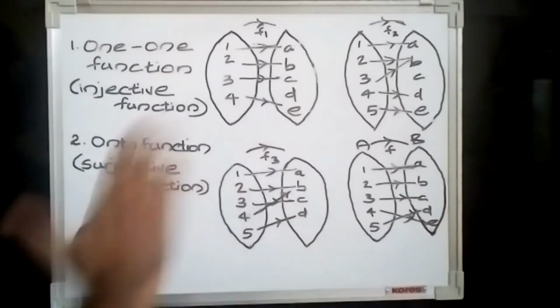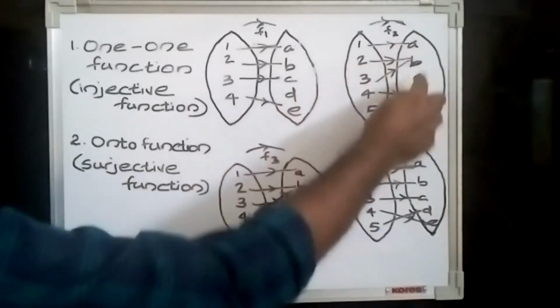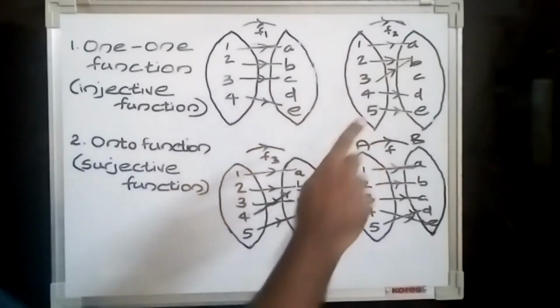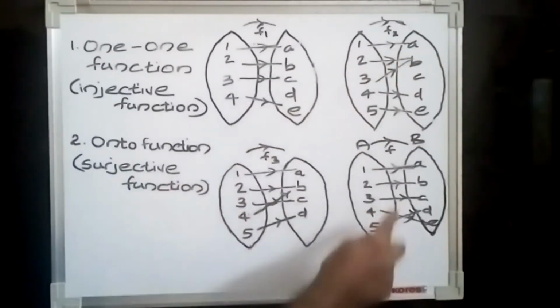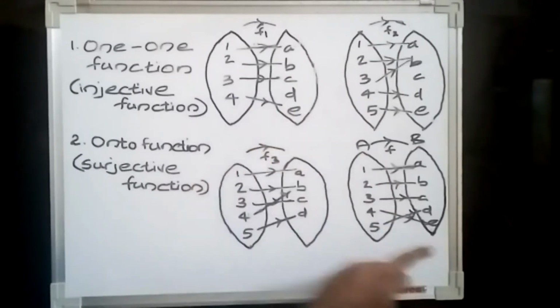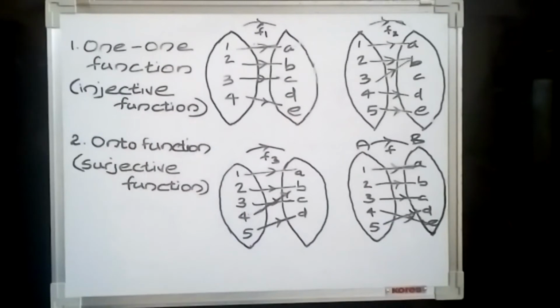If the function is not 1-1, it is called a many-1 function. Here, f2 is a many-1 function. B has two pre-images. And f3 is a many-1 function. While f1 and f are 1-1 functions. A 1-1 function is also called an injective function.